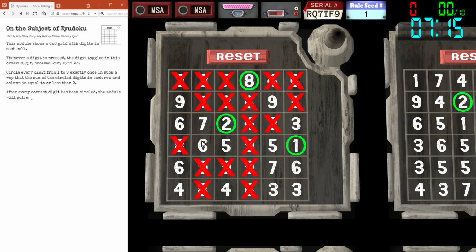Let's look at 6s. 6s don't help us. Let's look at 7s. We already had 7s. Let's look at 9. 9s don't help us either. So now we would have to make some form of a guess. Now, what guess would help us the most? Let's think about this.